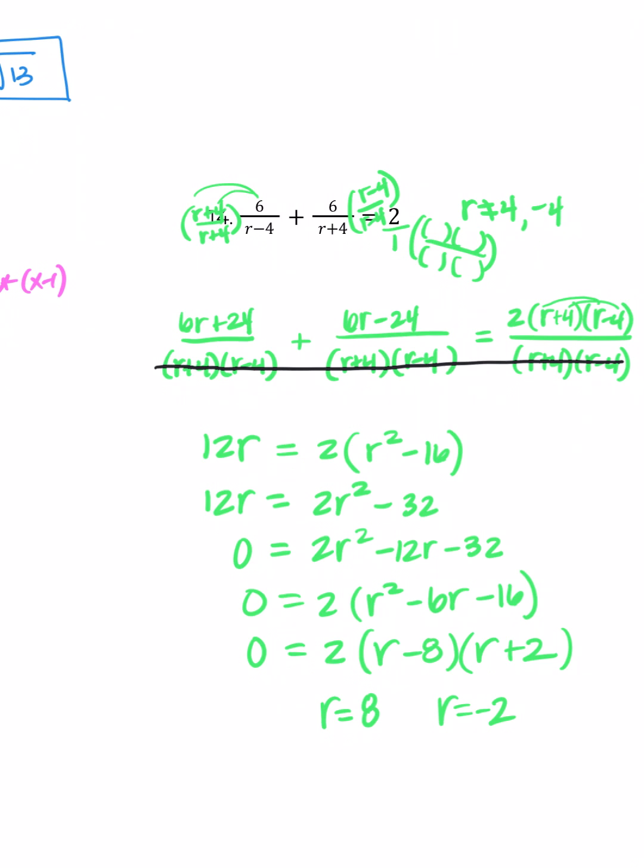I'm looking back to what I processed, the non-answers, right? r can't be 4 and negative 4. So because my answers were neither one of those, it looks like both of them should work. But again, always double check.